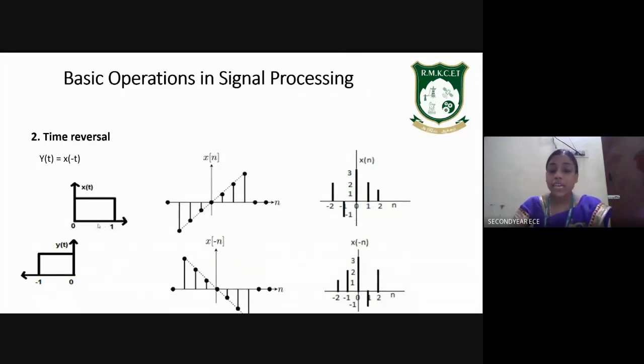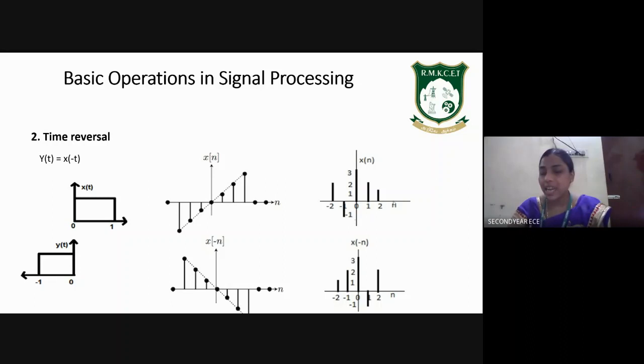If we reverse it, that means instead of taking 1, we will take minus 1. And now it will appear for minus 1. Are you getting my point, ma'am? Reverse. We are doing the reverse operation.